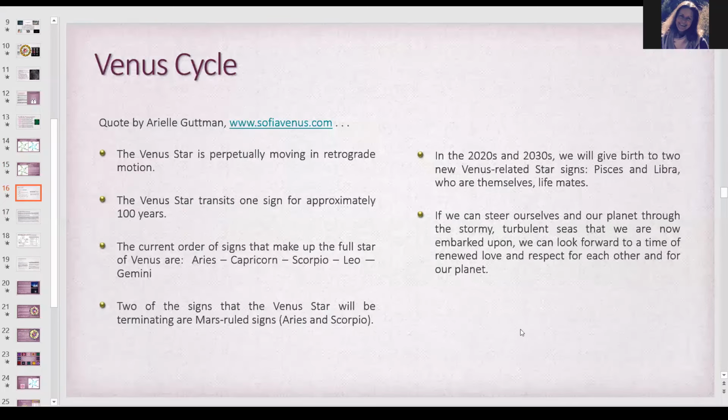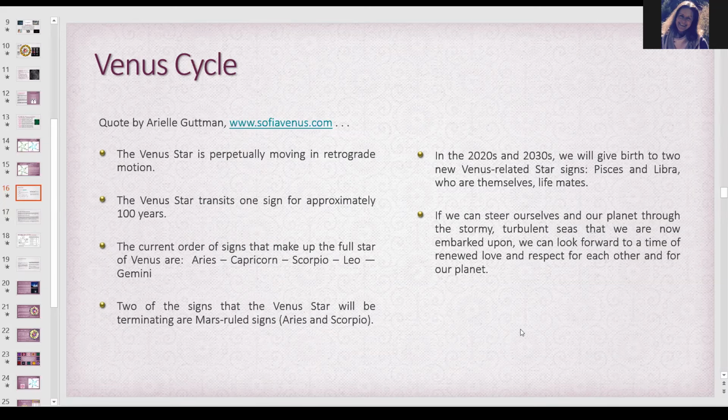Here are a few technical quotes by Ariel Gutman on the Venus cycle. The Venus star is perpetually moving in retrograde motion. The Venus star transits one sign for approximately 100 years. The current order of signs that make up the full star of Venus are Aries, Capricorn, Scorpio, Leo, and Gemini. Two of the signs of the Venus star will be terminating are Mars-ruled signs, Aries and Scorpio.